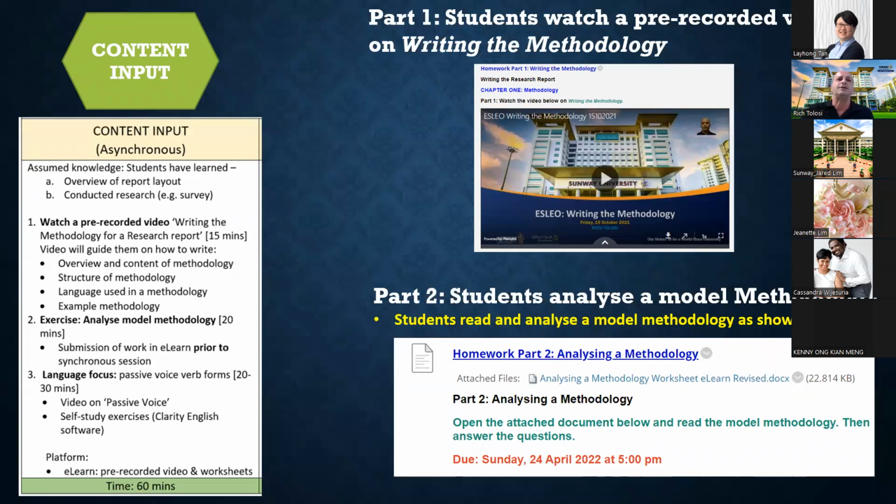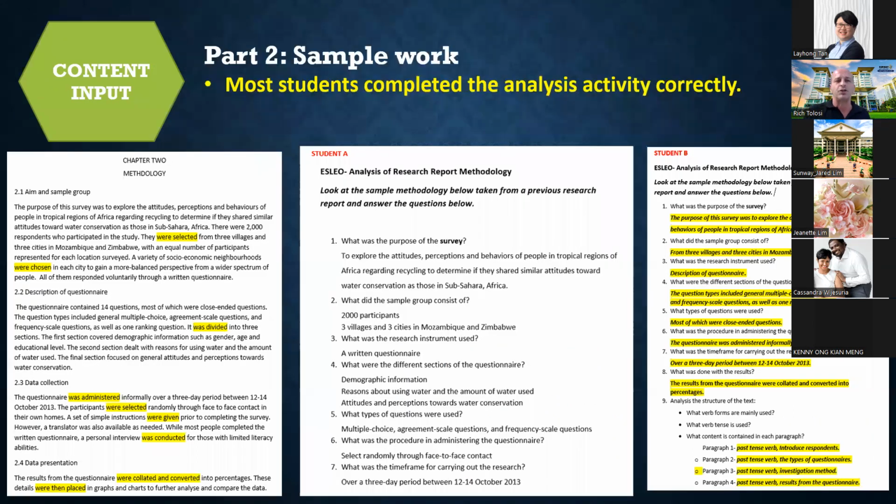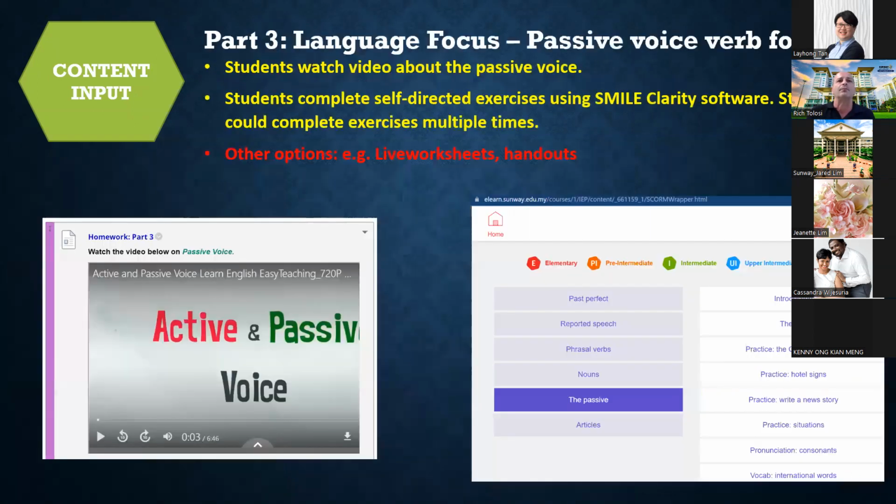So with the content input, in my situation, the input was to watch a video that explained this particular aspect of the lesson dealing with methodology. And then they needed to actually analyze a sample methodology. And then they were given a set of questions to show their understanding of what that methodology was. And I was able to see from the students' work through the questions that they answered that they understood that particular assignment and was able to analyze the example correctly.